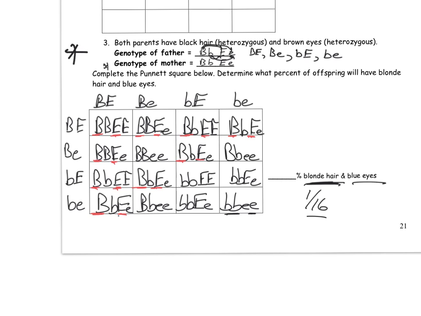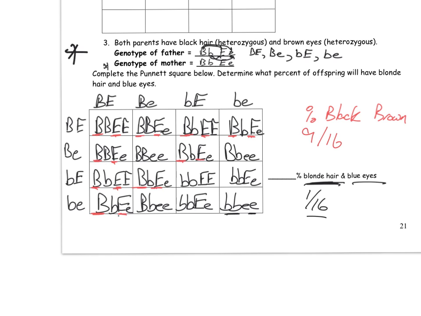So if your question is, what percent or what ratio is going to be black hair with brown eyes? Well, out of 16, you're going to have 1, 2, 3, 4, 5, 6, 7, 8, 9. You have 9 out of 16. 9 out of 16 are going to have black hair and brown eyes.